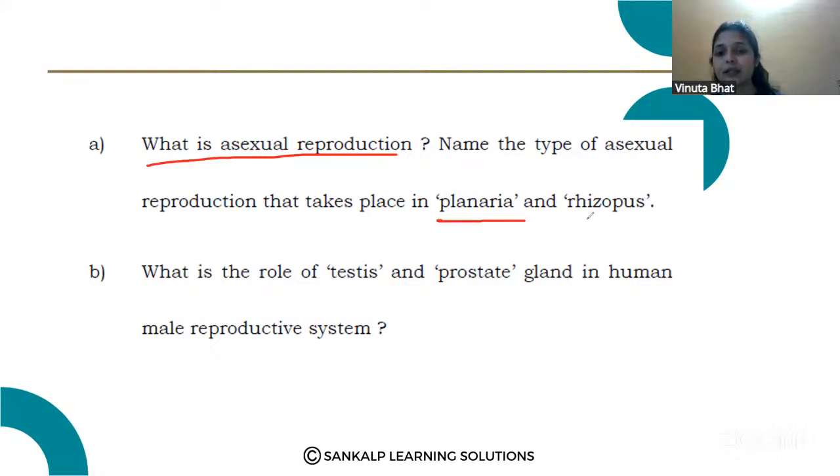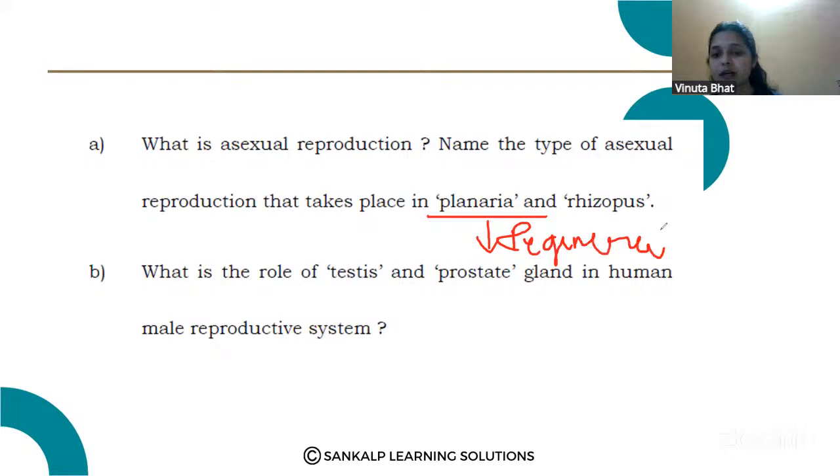In case of the planaria, the asexual reproduction type is called regeneration, and rhizopus produces new organisms through spores. So those are the two types of asexual reproduction found in planaria and rhizopus.